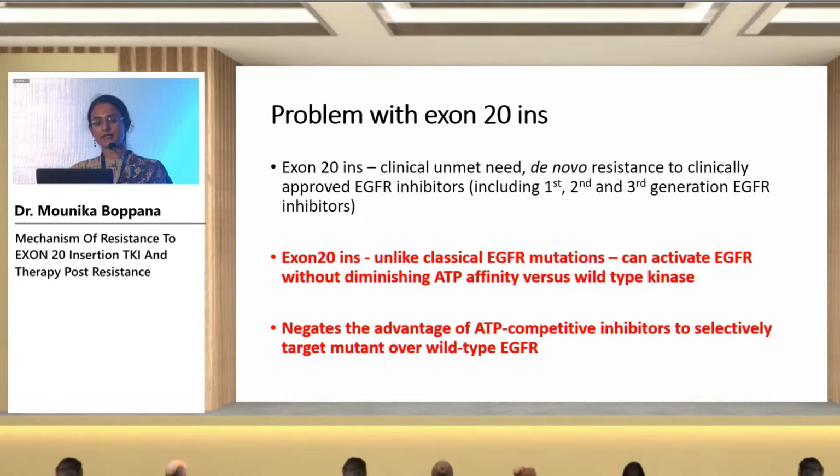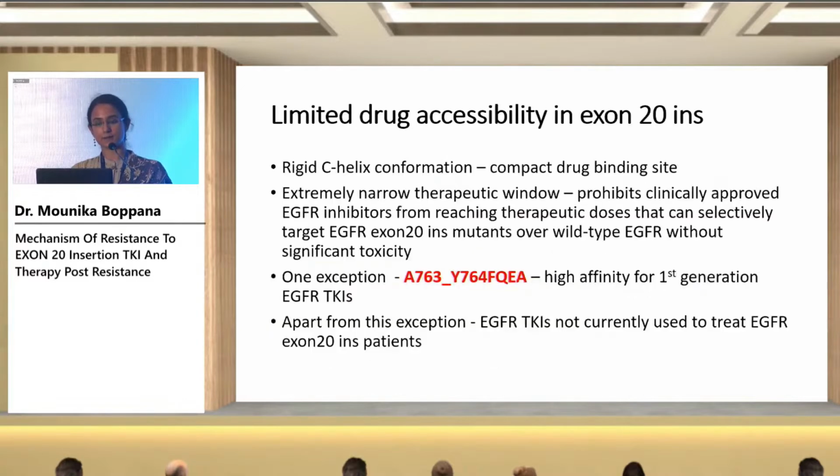The problem with exon 20 insertion is that this is a clinical unmet need because de novo resistance to clinically approved EGFR inhibitors, first, second, and third generation drugs, is very common. And exon 20 insertions, unlike the classical EGFR mutations, can activate EGFR without diminishing ATP affinity versus the wild type kinase. So that negates the advantage of ATP competitive inhibitors to selectively target mutant over wild type EGFR.